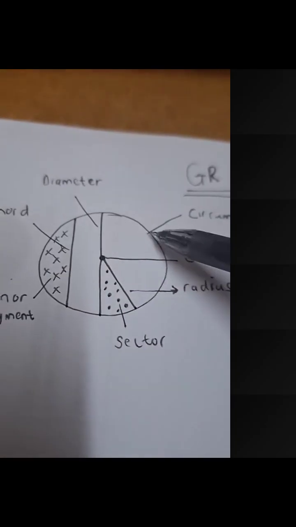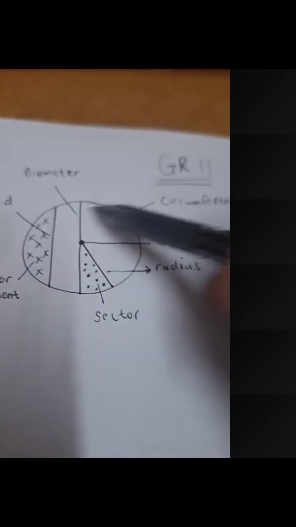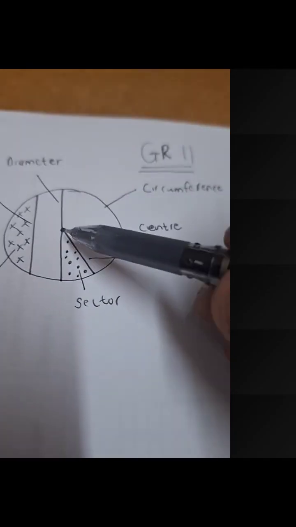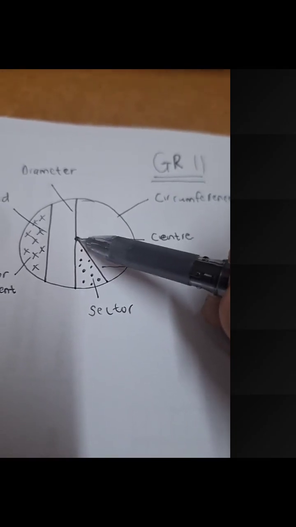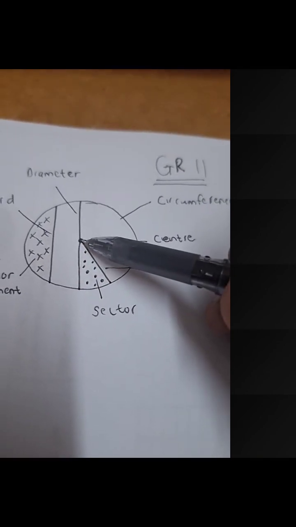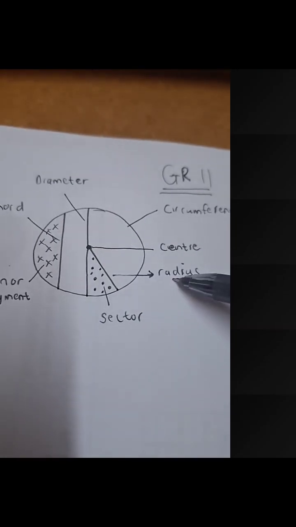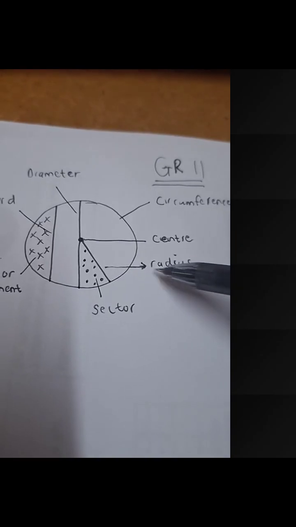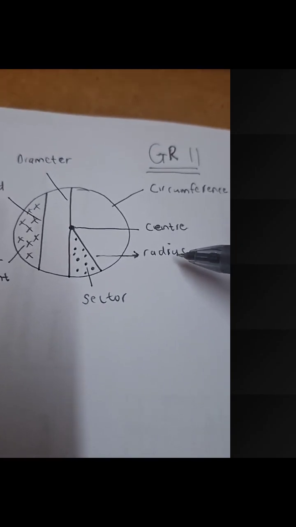Like I said, first and foremost, what did we learn first? We learned about the distance around the circle. We refer to that as the circumference of the circle. Then in the middle of our circle, we have what we refer to as the center of the circle. Then if we drew a line from the center to the circumference, we refer to that line as the radius. One radius, that's singular.